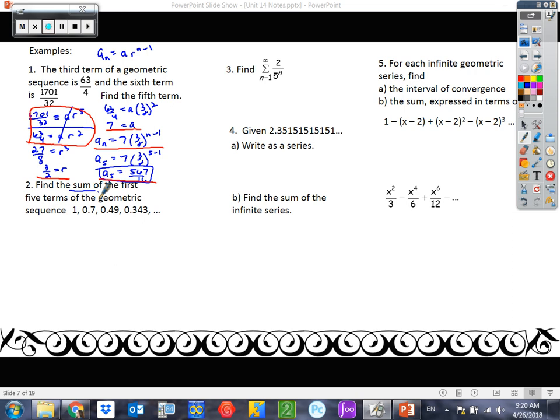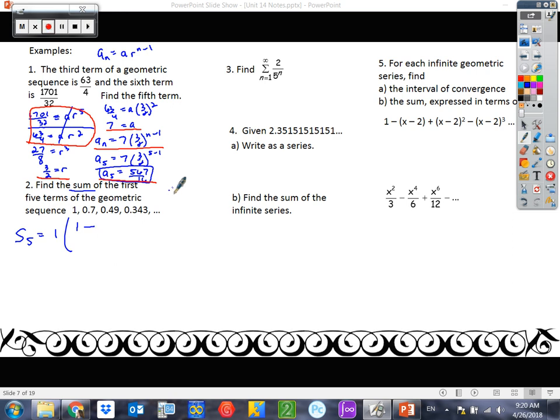Right, this is a partial sum, so this would be the fifth partial sum. The fifth partial sum, we're going to use that partial sum formula, which tells us that A, the first term, times, in the numerator we have 1 minus R. Okay, we need to find R. So let's remind ourselves, how do we find R when these are in sequence?